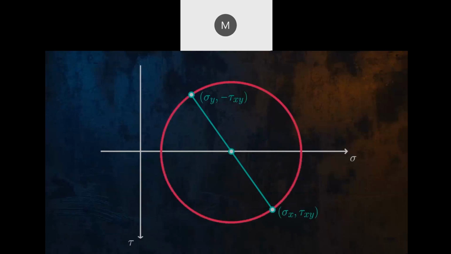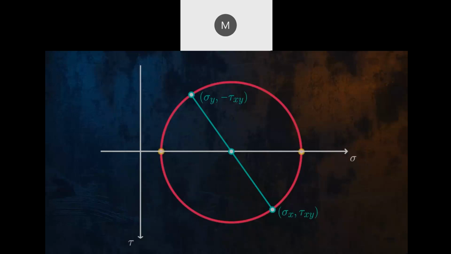Each point on the circle represents the normal and shear stresses for a certain orientation of our stress element. We can use Mohr's circle to work out some interesting information. We can see visually that the maximum shear stress is equal to the radius of the circle, which we can easily determine, either approximately by measuring the distance on paper, or exactly by using the equation for the radius of a circle.